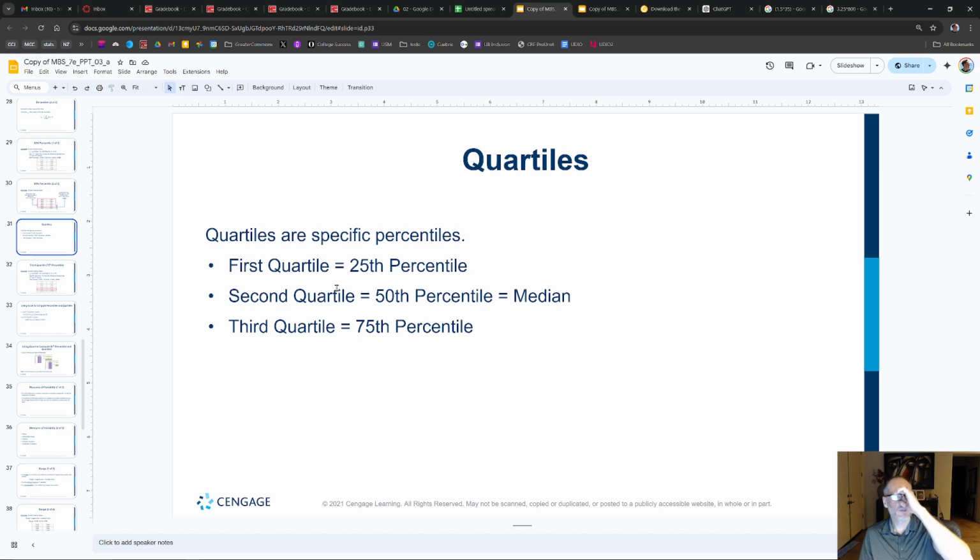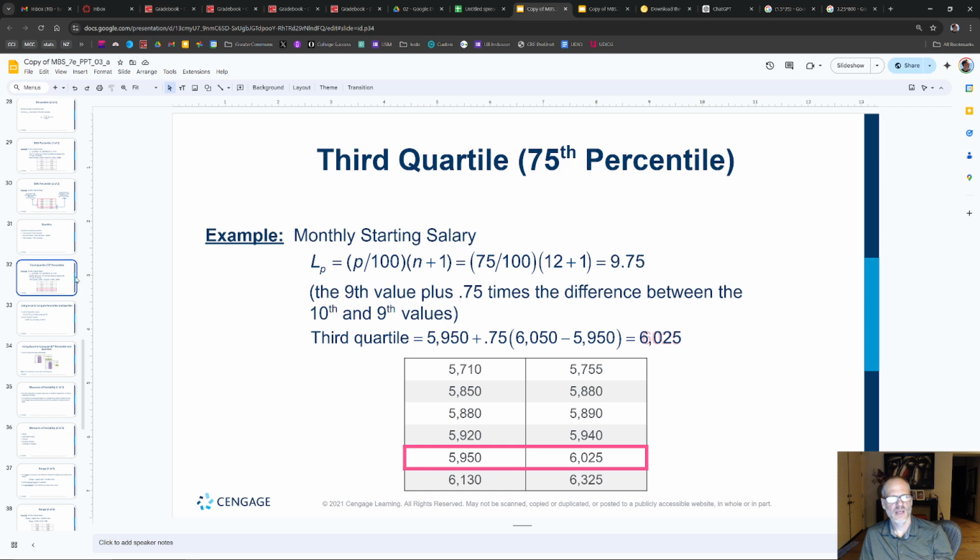Quartiles are specific percentiles. So first, second, and third quartiles, 25th, 50th, and 75th percentile. This is also known as the median. And the third quartile, right, 75th percentile, if we calculate that, we get 9.75.